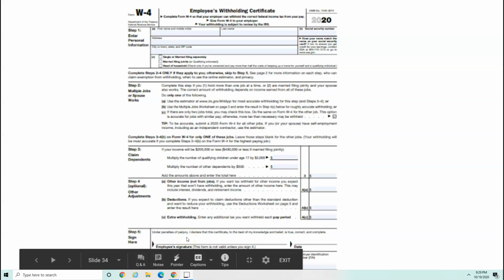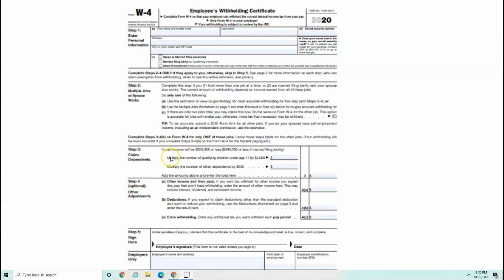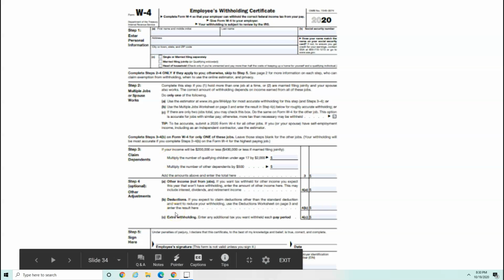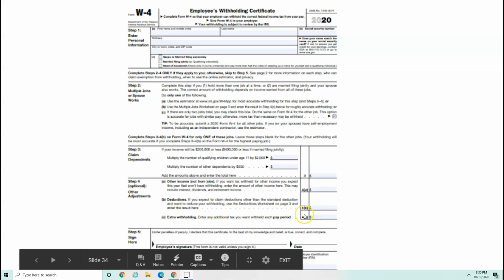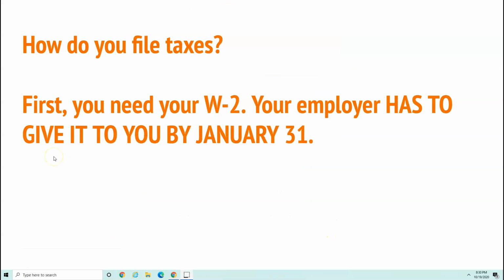Other things that you could fill out depend on your circumstances. So step 2 is if you have multiple jobs or a spouse who works. Step 3 is for if you have children. Step 4 is if you want to make any other adjustments to the dollar amount that's withheld in federal taxes. If you want it to be a little bit more, this would be the place where you could write that I want $25 more withheld. And the only reason people would do that is to make sure that they won't owe any money when they go to file their taxes, that enough money is being held in their paycheck. But only steps 1 and 5 are really required.